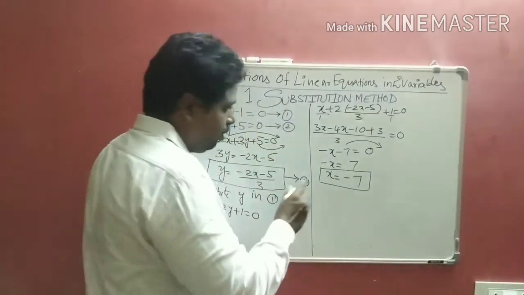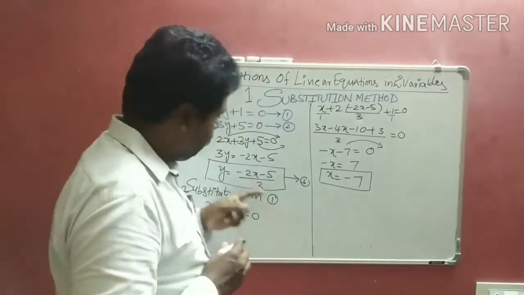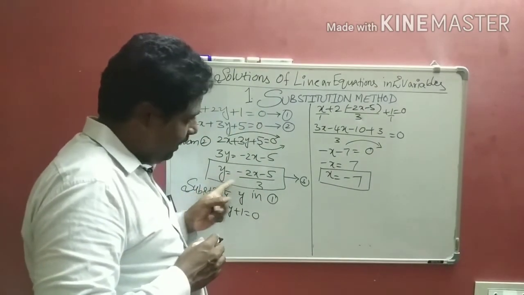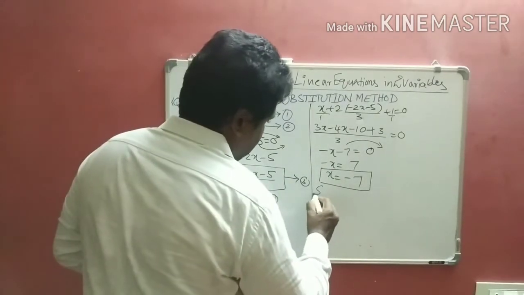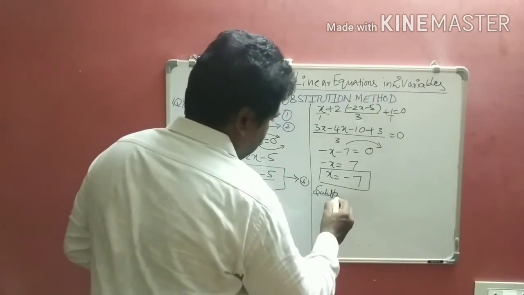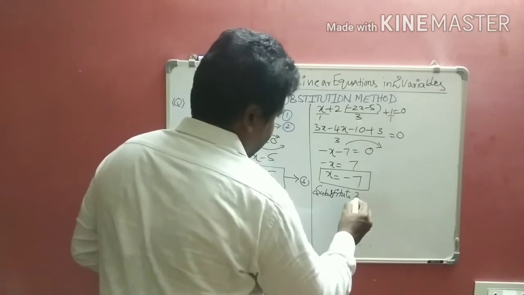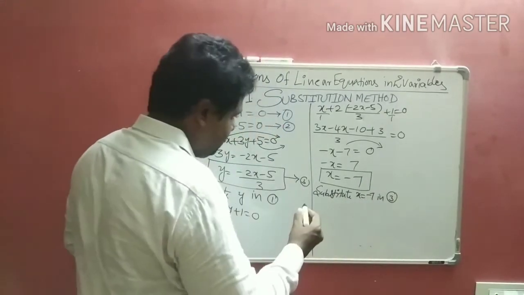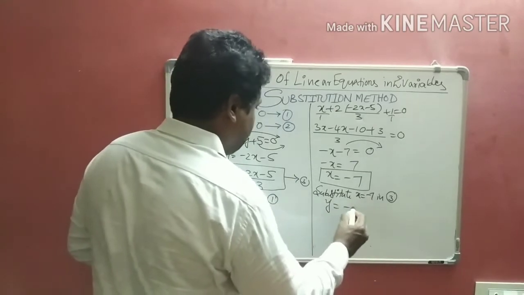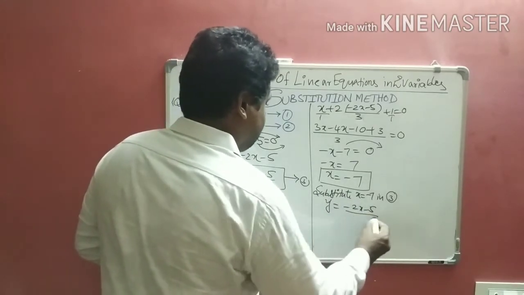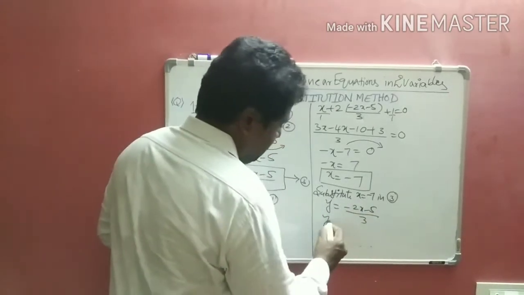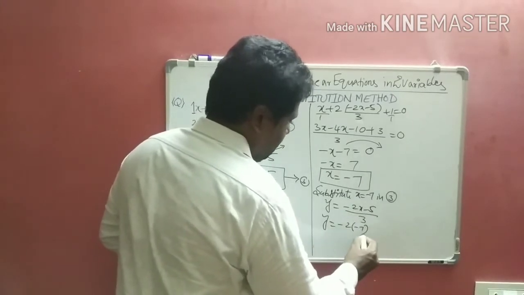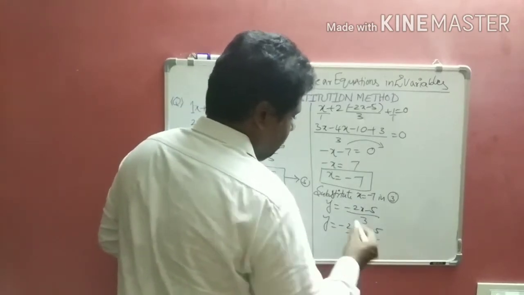Okay, so here we got the value of x. Now we are getting the value of y by equation number 3. So substitute x is equal to minus 7 in equation number 3. So let us take equation number 3, y is equal to (minus 2x minus 5) by 3. So in the place of x, substitute minus 2 into minus 7 minus 5 by 3.